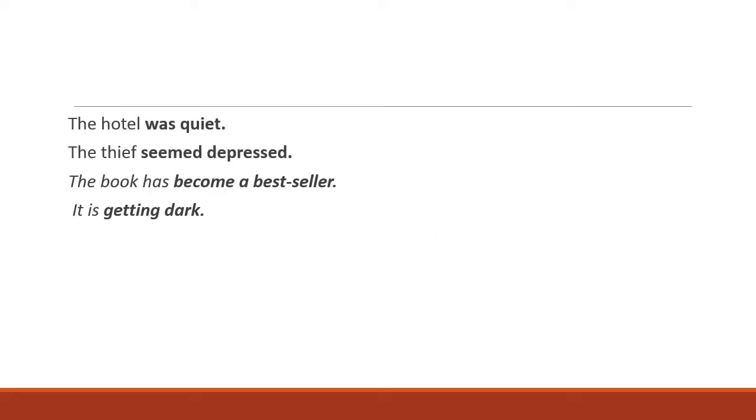Now we also observe that some sentences take complements and they do not take any objects. For example, the hotel was quiet, the thief seemed depressed, the book has become a bestseller, it is getting dark. When we observe these sentences, we observe that they do not have any objects, but they have some complements, something which describes the subject.